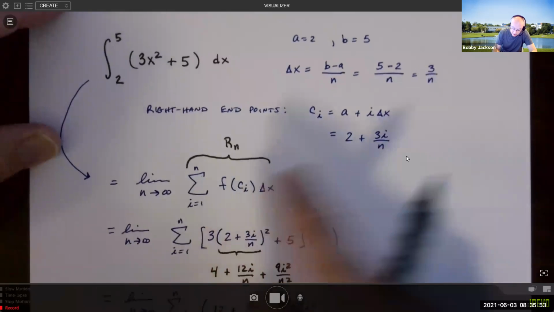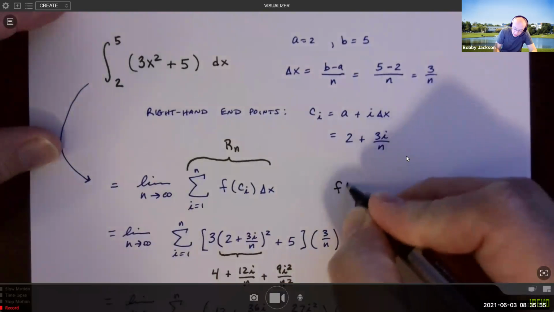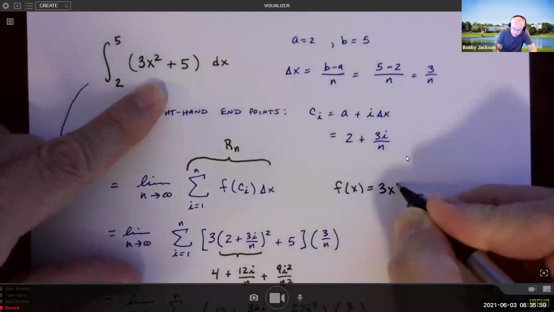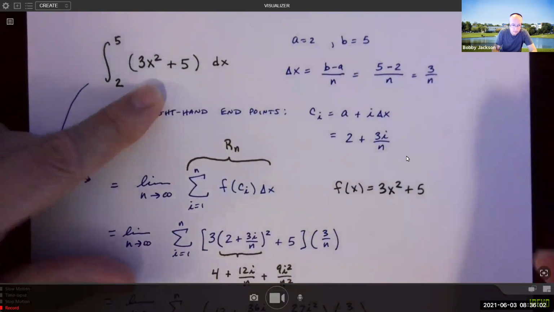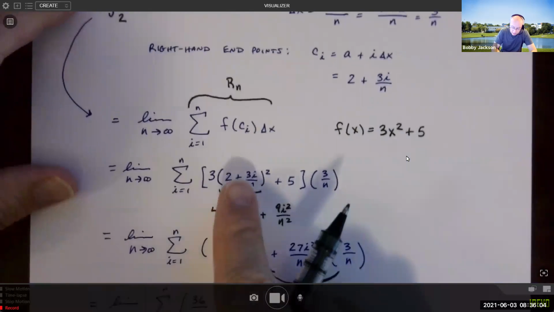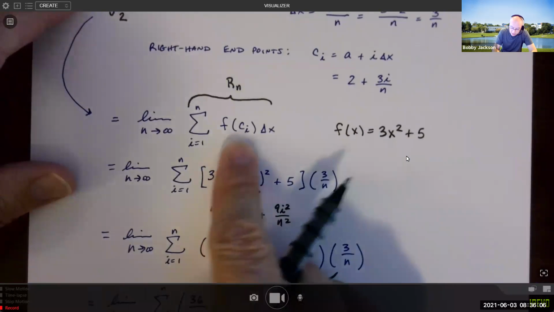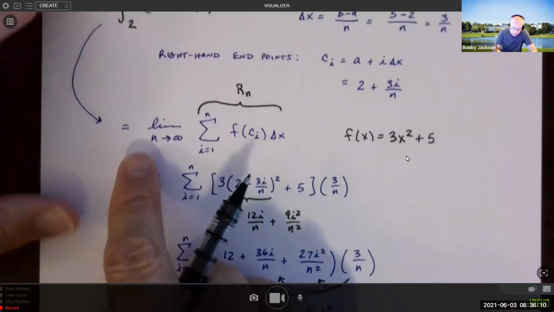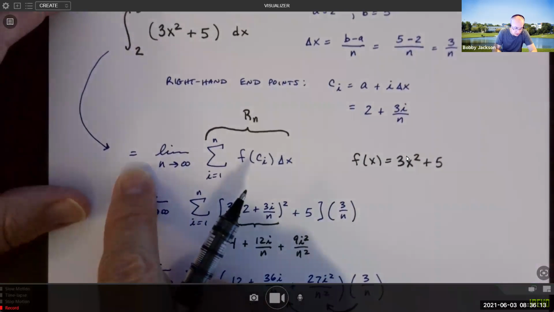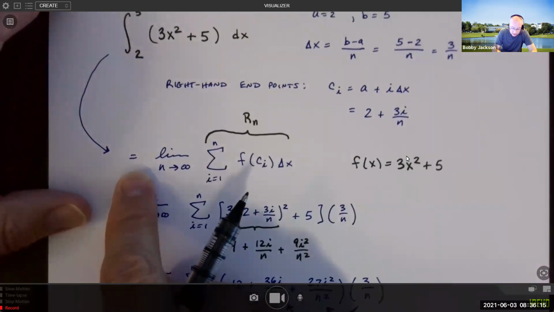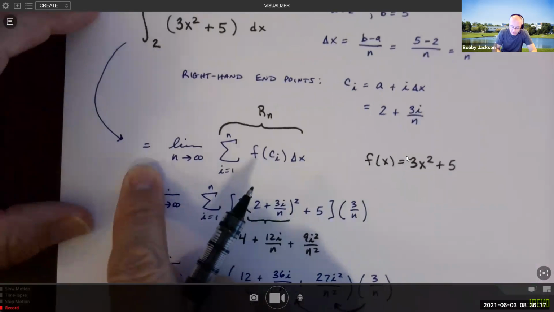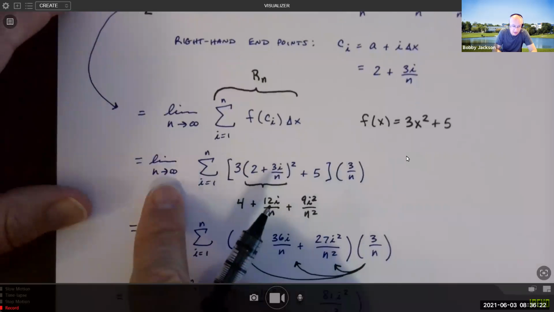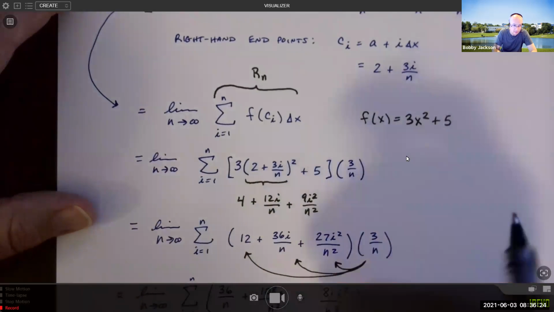The function f of x in this case is the integrand that we have. We call that the integrand, what we're integrating, 3x squared plus 5. And so I'm going to evaluate that at 2 plus 3i over n. So notice my equal sign. These are useful, right? Use equal signs when things are equal. So this definite integral is equal to this expression. And notice I start with the limit. So I carry that limit each time until I evaluate the limit at the end.